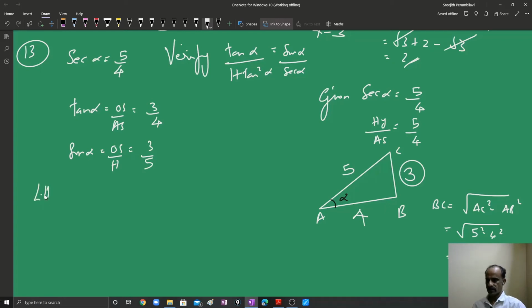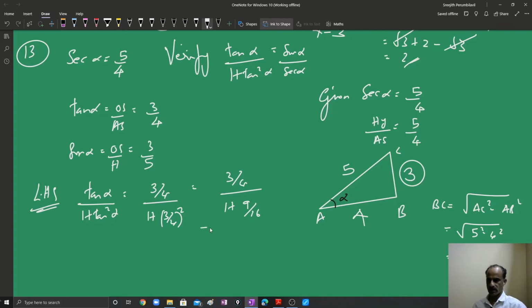Now we will take the LHS to be verified: tan alpha divided by 1 plus tan square alpha. Tan alpha is 3 by 4 divided by 1 plus 3 by 4 whole square, that is equal to 3 by 4 divided by 1 plus 9 by 16. When you take LCM, that is 25 by 16. So 3 by 4 into 16 divided by 25, 4 times, so this is equal to 12 by 25. So LHS is 12 by 25.